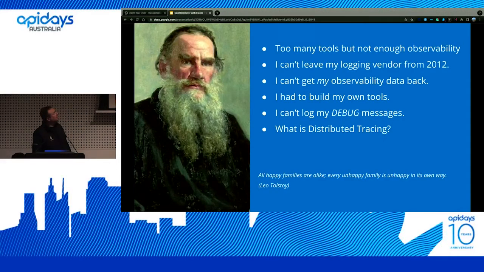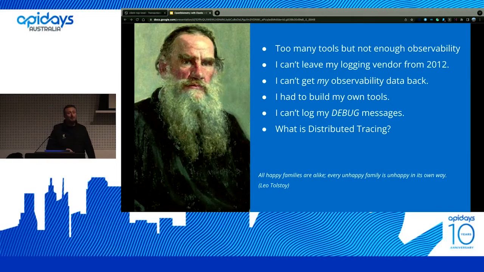I'm doing the last talk for the day, so I have to keep you on your toes. This famous quote from Leo Tolstoy, right, about how all happy families look alike, but all unhappy families have their own observability problems, right?